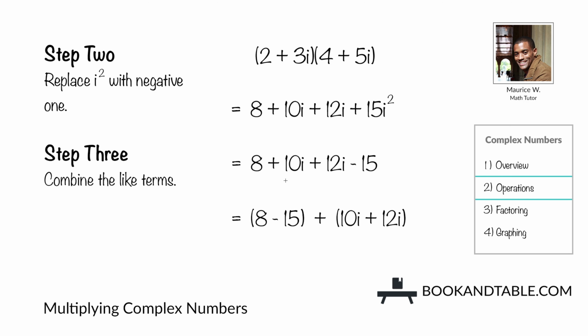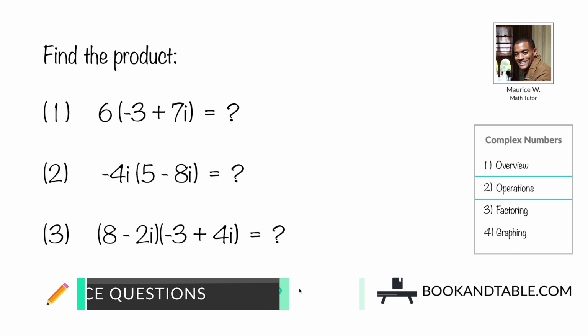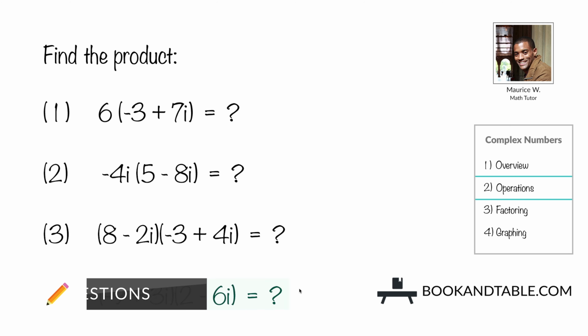So the third step, we combine the like terms. 8 minus 15, our real numbers, plus 10i plus 12i, our imaginary numbers, giving us a final answer of 8 minus 15, which is -7, plus 10i plus 12i, which is 22i. So that is how you go about multiplying complex numbers. Let's have you try a few practice questions.